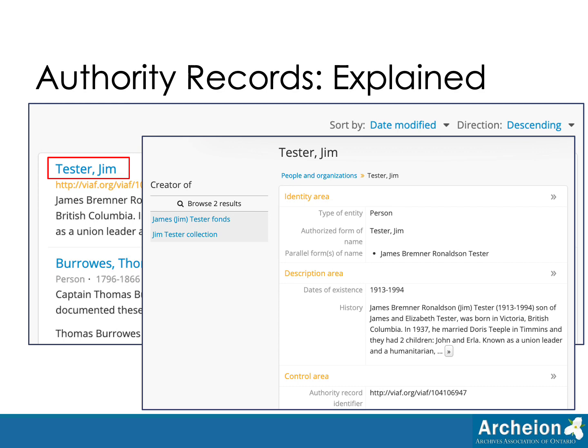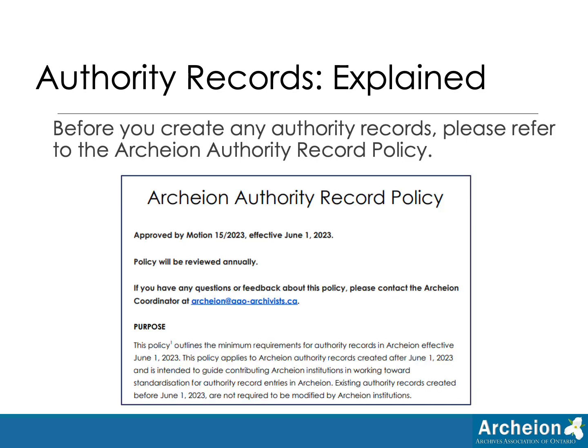Because authority records are so important for information retrieval and discovery in Archeion, as of June 1st, 2023, the Archives Association of Ontario set a policy for Archeion institutions to follow when creating authority records. This policy can be found on the About Archeion page on the AAO website, under Archeion Policies. It outlines the minimum requirements for authority records in Archeion effective June 1st, 2023. This policy applies to Archeion authority records created after June 1st, 2023, and is intended to guide contributing Archeion institutions in working towards standardization for authority record entries in Archeion.